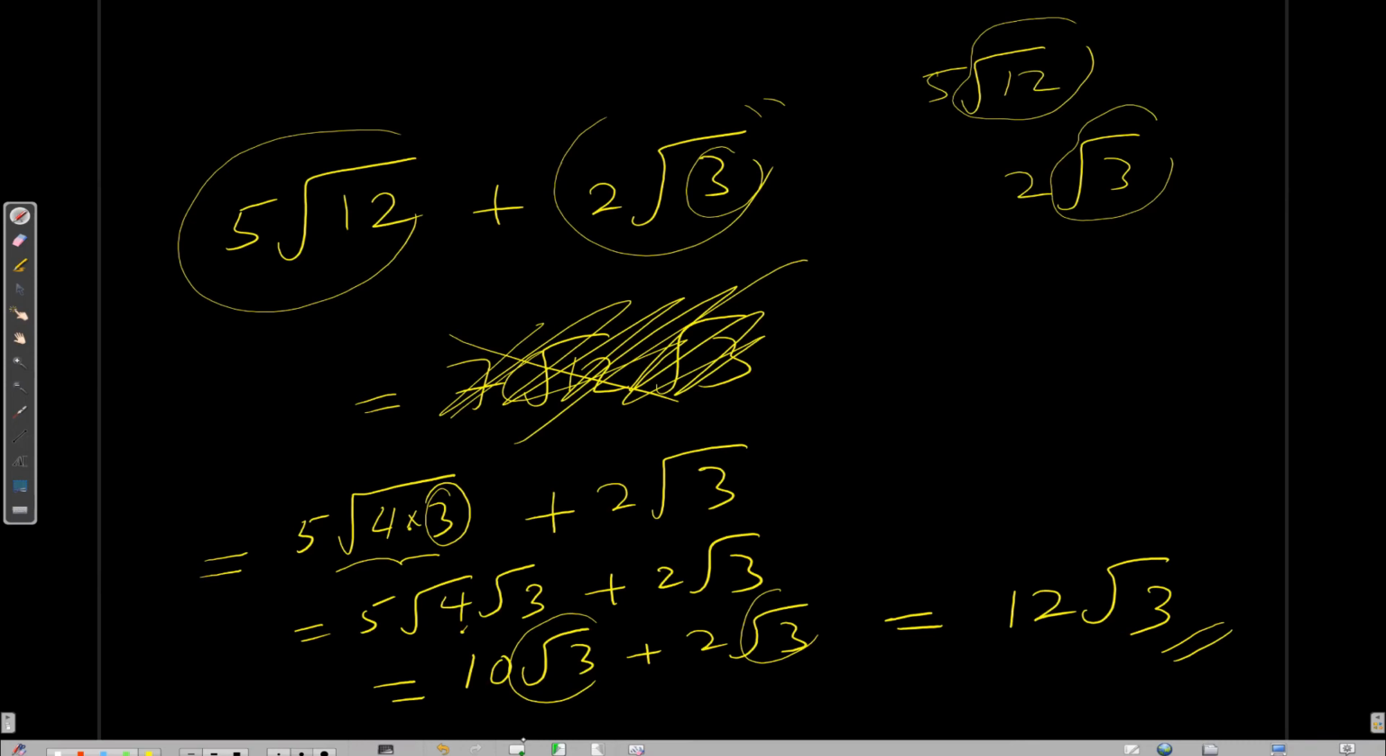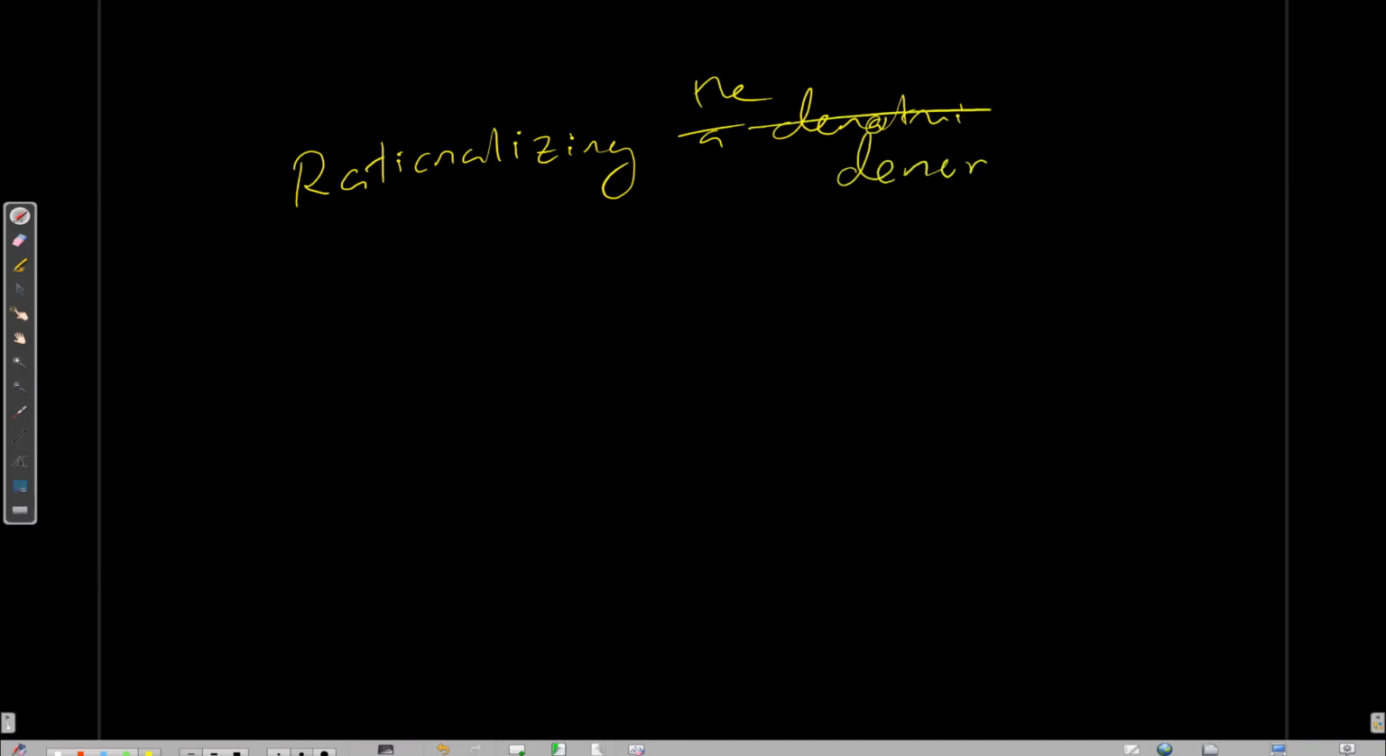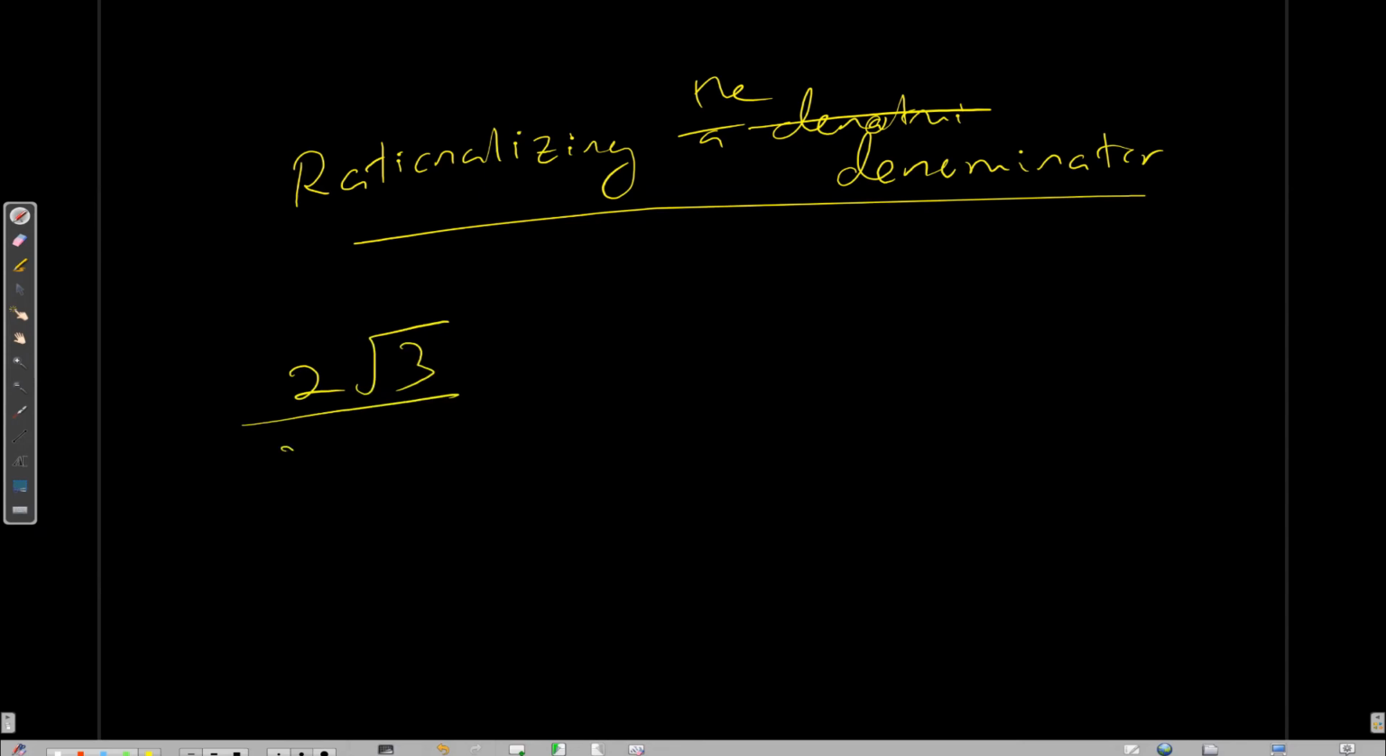Now next we'll talk about rationalizing a denominator. Rationalizing the denominator. Now let me take an example and teach it to you. What do you mean by rationalizing? That means we are getting rid of this radical sign. It doesn't look nice.